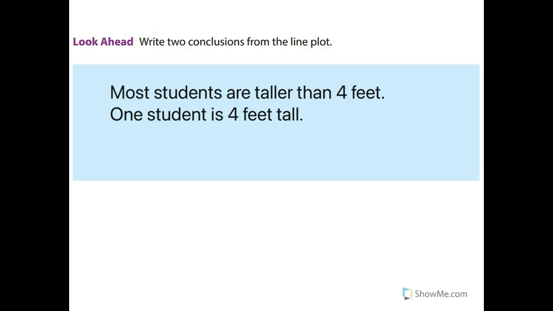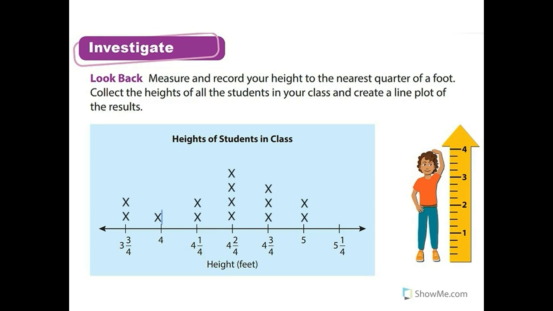Most students are taller than 4 feet, and one student is 4 feet tall. So each of these X's represents a student. These measurements here represent the height in feet. Alright, and then the title is Heights of Students in Class. So the important thing when we look at a line plot is to see what each of these things mean and what the title is so that we can understand what is going on with the line plot and what kind of information it's giving us. Alright?